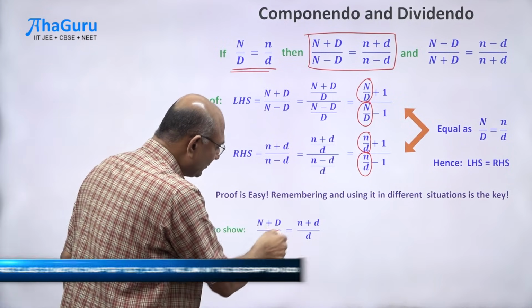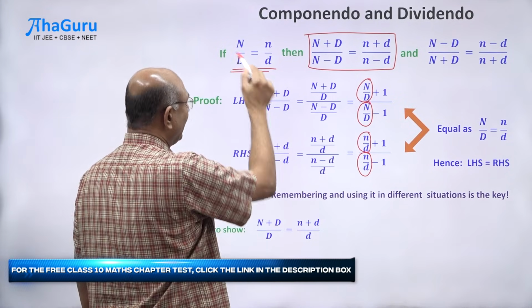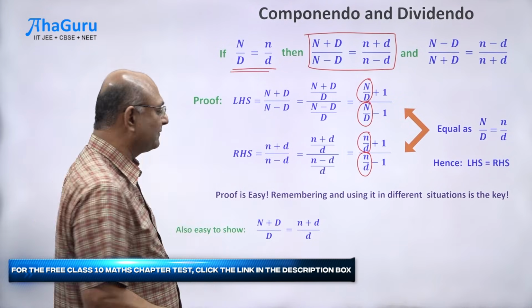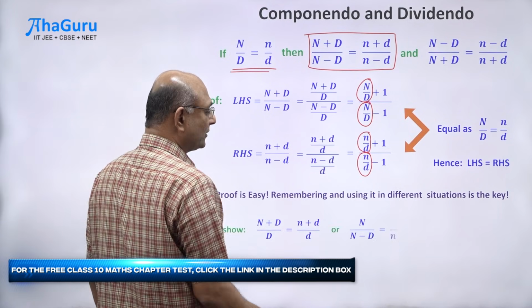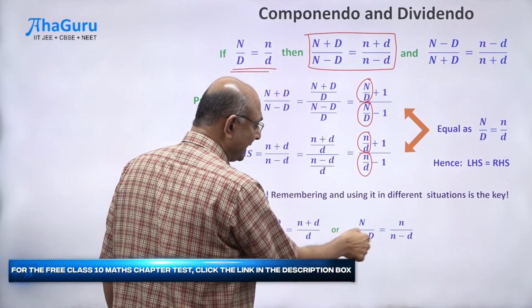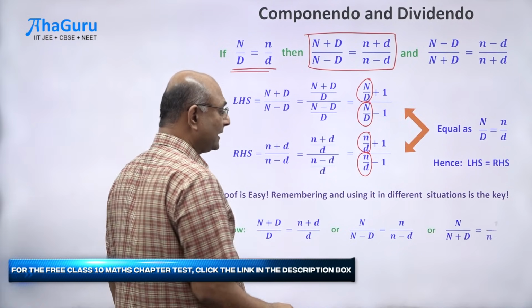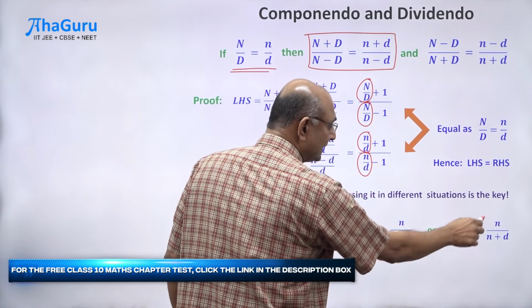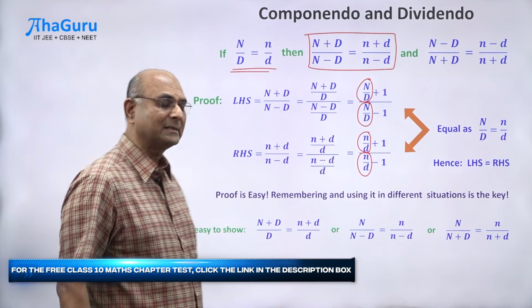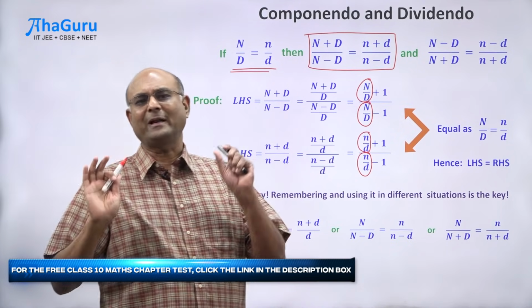So exactly what you do here on the left side with capital N and capital D, you must do the same on the right side with small n and small d. Another thing that you can show is capital N by (N minus D) is small n by (small n minus small d). Similarly, capital N by (N plus D) is small n by (small n plus small d). Basically, you can keep writing lots of relationships like this.